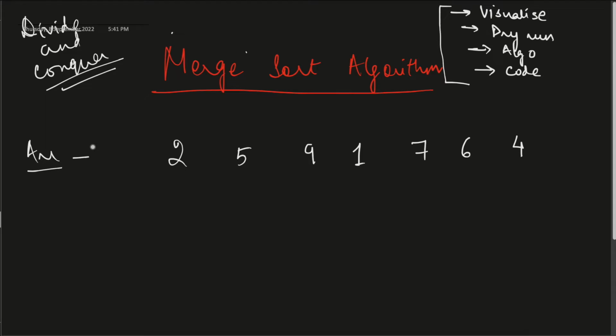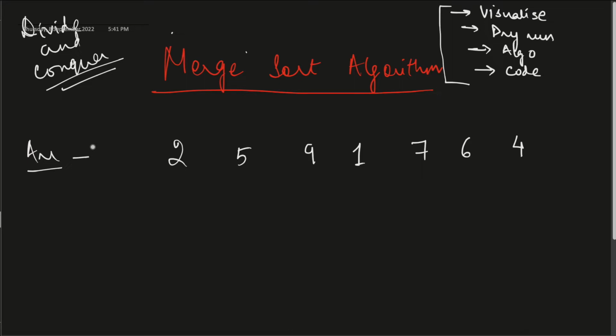The reason being, if I first of all start with the pseudocode and write down the steps, it will be very difficult to understand what is happening behind the scenes. So that is why it is very important to first of all visualize how this merge sort is happening from scratch.